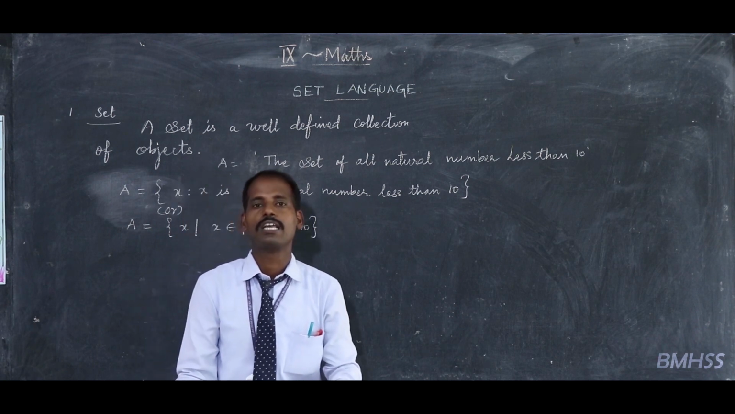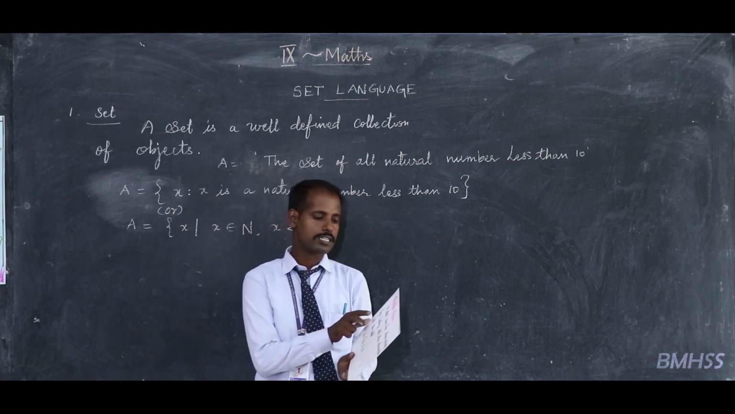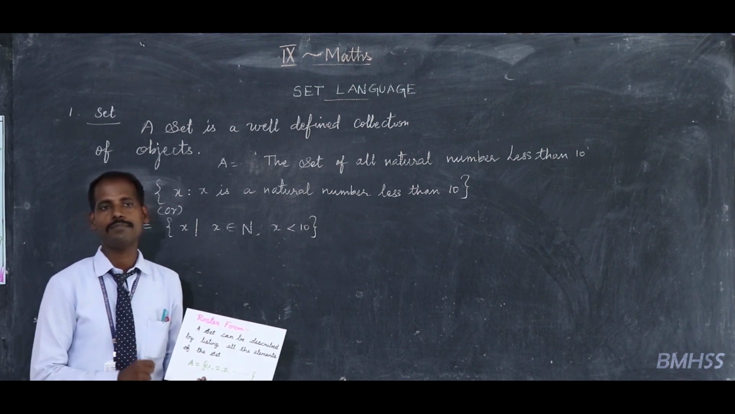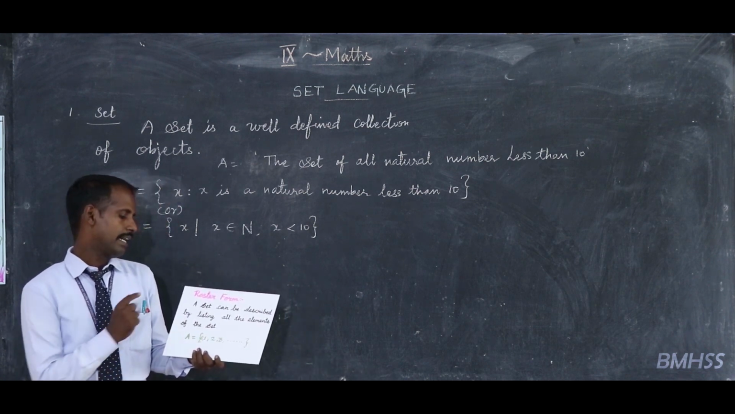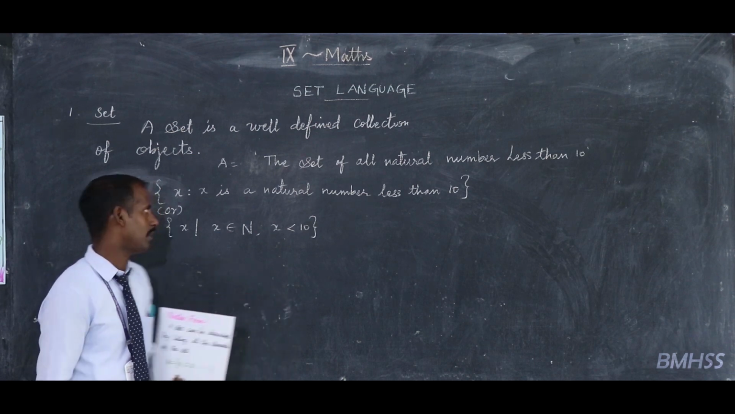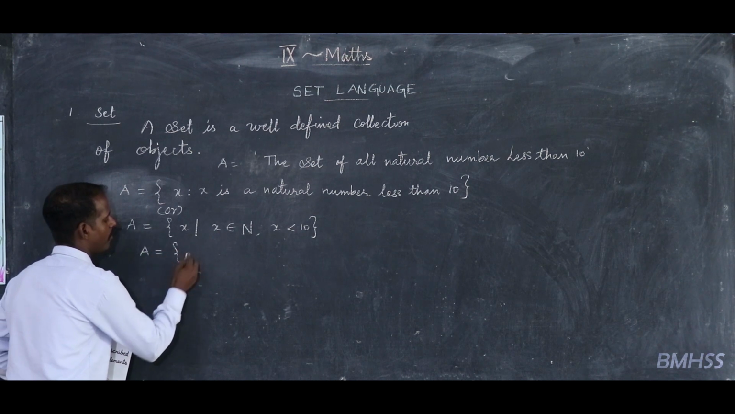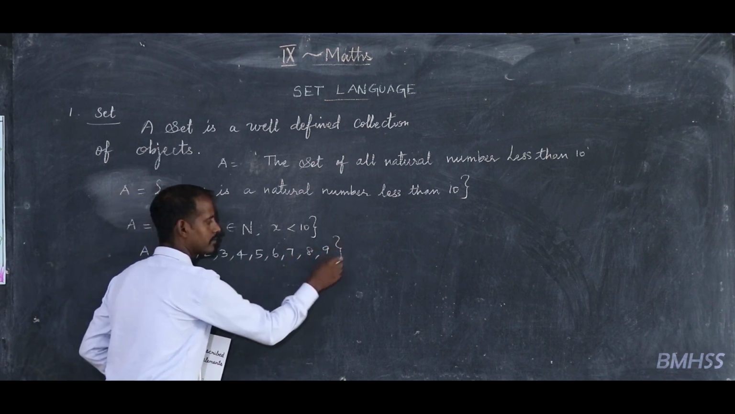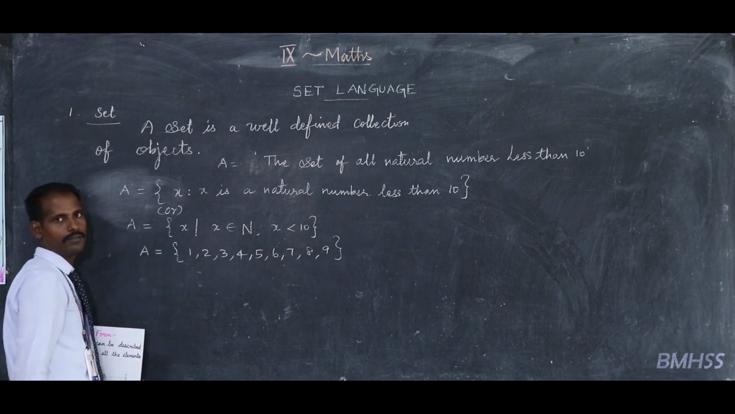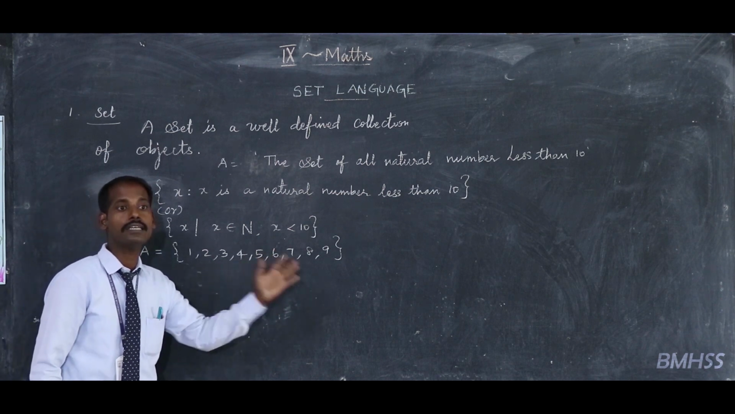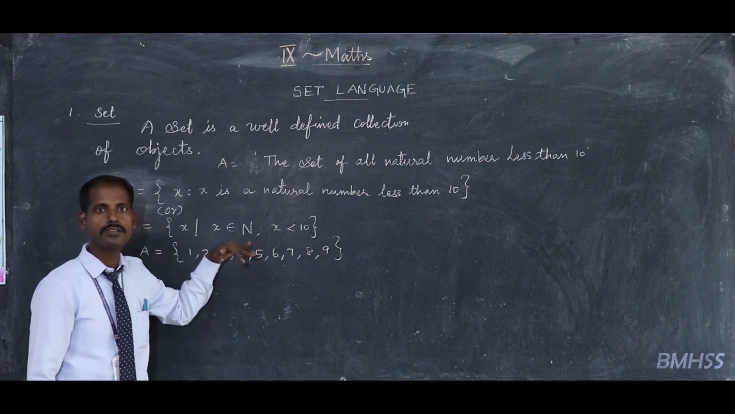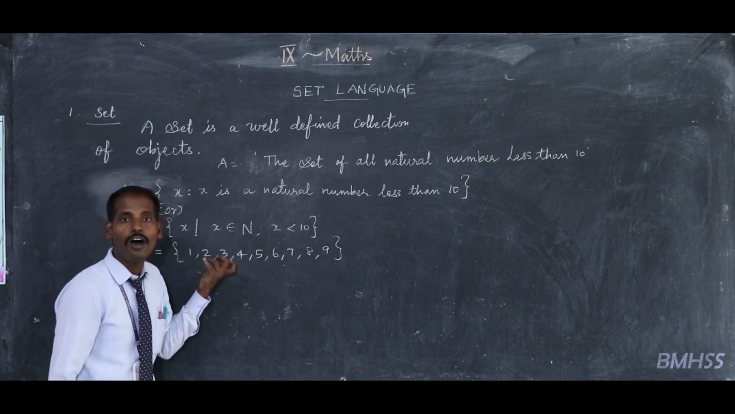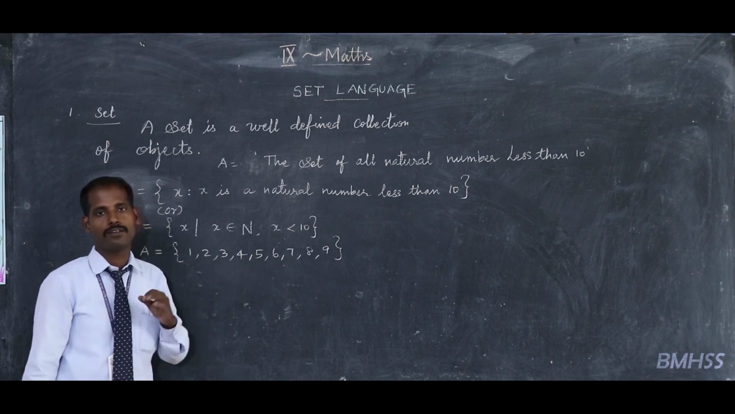Third type, roster form. A set can be described by listing all the elements of the set. Here also this is roster form: 1, 2, 3, 4, 5, 6, 7, 8, 9. That's it. This is roster form. Why are you not writing 10? Because it is less than 10, that's why you do not write 10. This is roster form, listing all the elements. So, curly brackets with all the elements inside, that is called roster form.